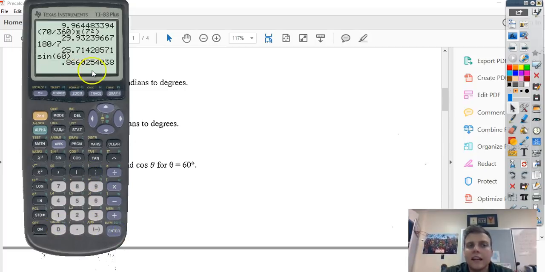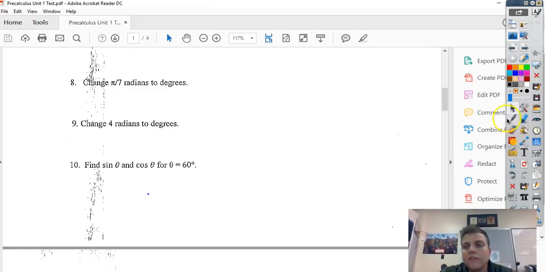Okay? And that gives you some weird number. Alright, and then you can say cosine of 60. Since that got you 0.5, you probably know that 0.5 is the same thing as 1/2. So if cosine of 60 is 0.5, which is 1/2, then you know that the sine of 60 is probably square root of 3 over 2.